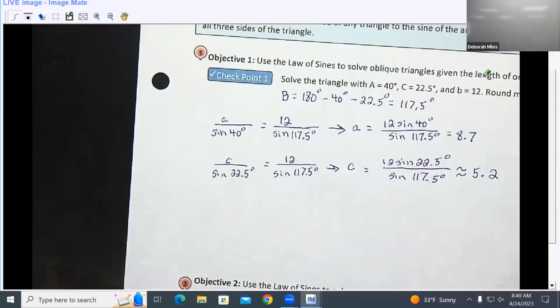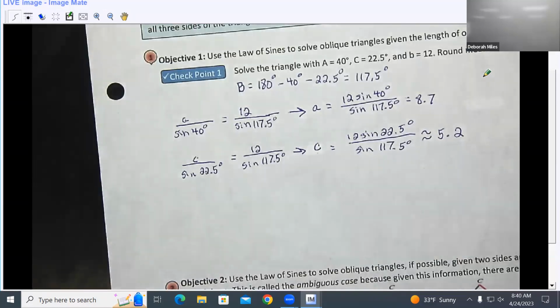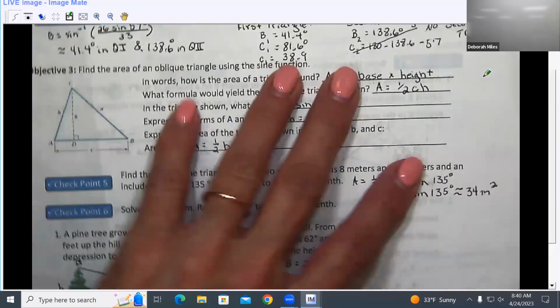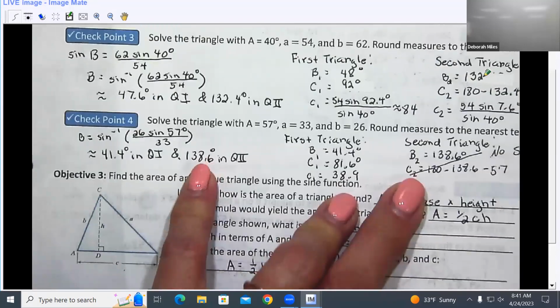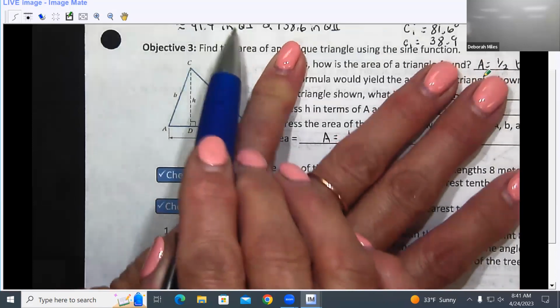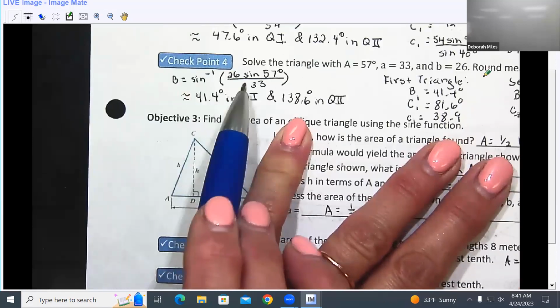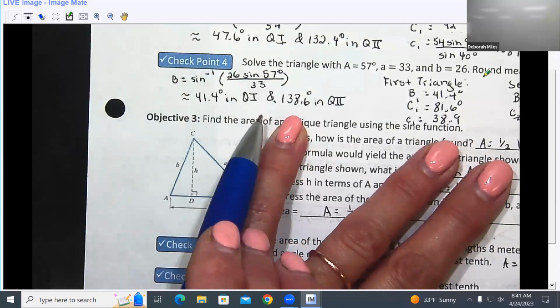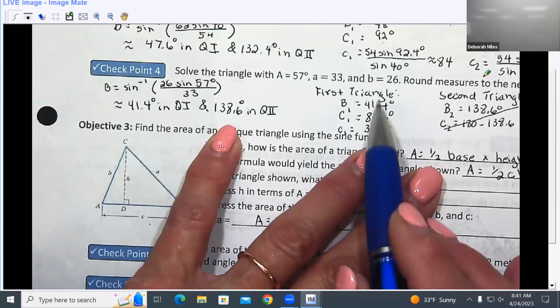All right, how we doing? Let me just say, because I really want to get to objective 3 and 4, let me just tell you on checkpoint 4 what happened. And don't try to write this down or anything, but I was fooling along just like I had been on checkpoint 3. I got sine of a number between -1 and 1, which told me there were 2 possible triangles, and I found all the missing parts of the first triangle.